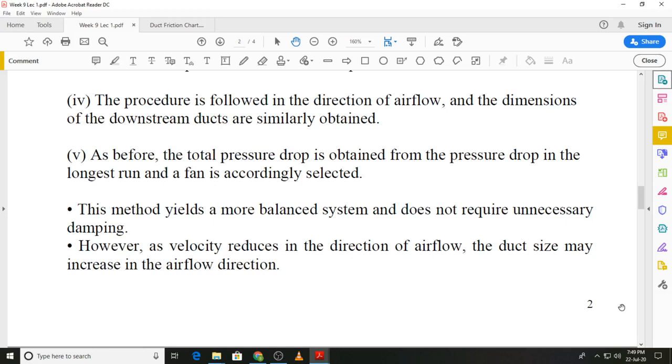And I will now look at the application of this method to a part of a very simple duct layout. So we will move on to the example problem next.